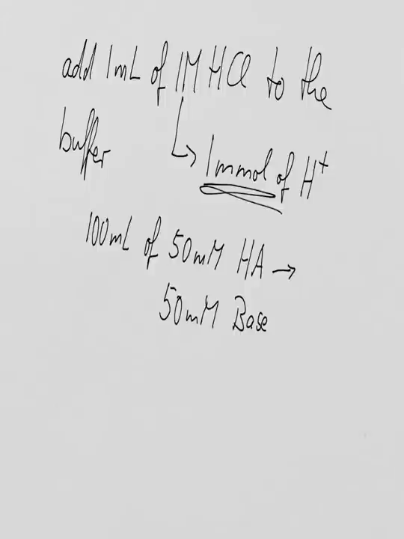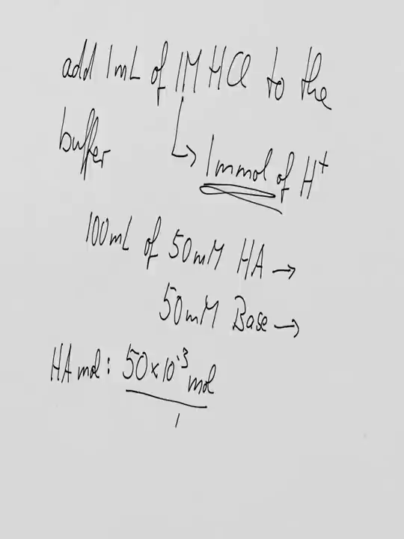How many millimole of acid, how many millimole of base do we have? So let's calculate the acid millimole or mole. So we have 50 times 10 to the minus 3 mole per liter. That's our concentration here. And we have actually 100 milliliter, so that would be 0.1 liter. Liters cancel out. And what we have, if we do this calculation, is 5 millimole acid in our solution.